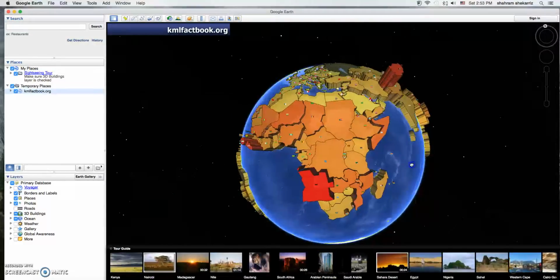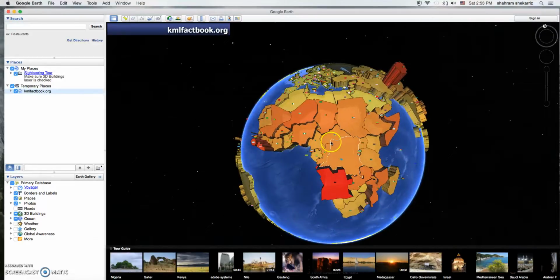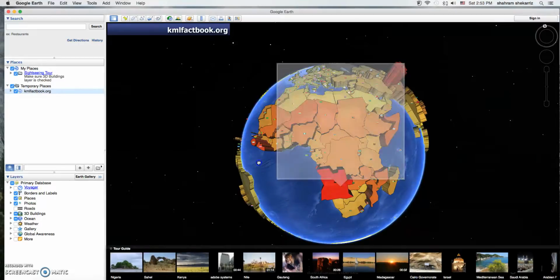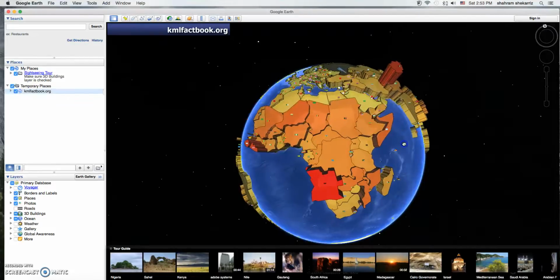The region which comes to mind as you look at the map with the most intense or highest infant mortality is the African region, but especially the Sub-Saharan regions, and especially this country, Angola, with the highest infant mortality, which means the death of children per 1,000 live births, and Angola has a rate of 182.